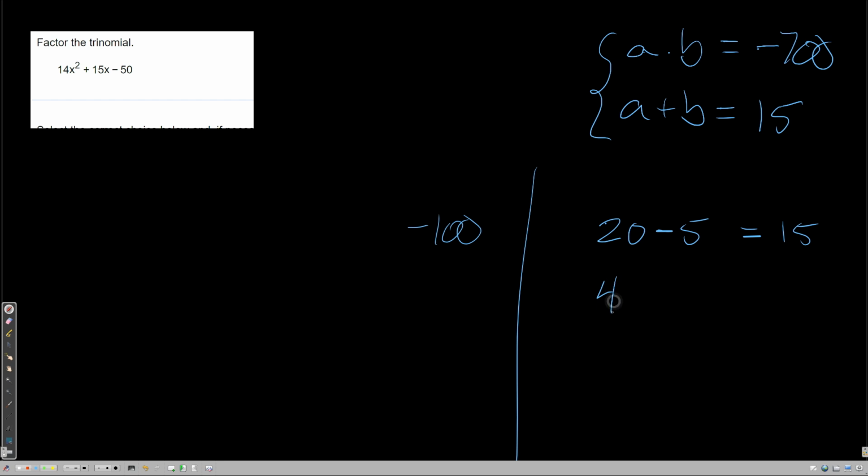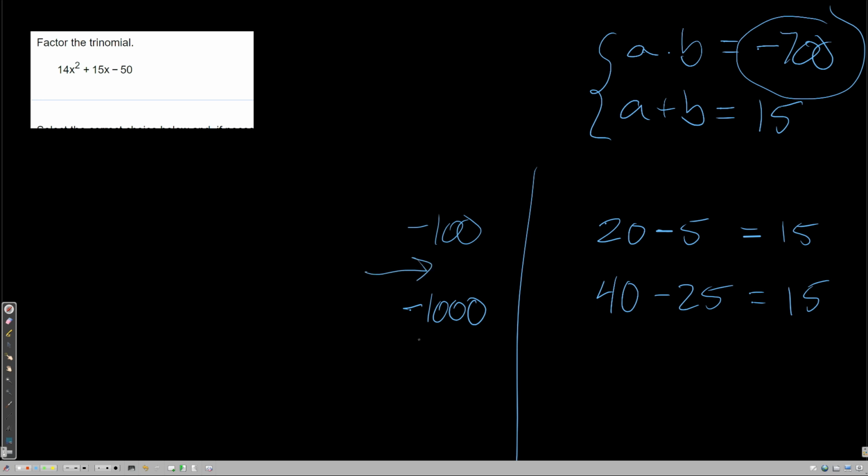So how about I jump out to 40 minus 25. 40 minus 25, that's 15. And 40 times negative 25, I think it's 1,000. Yeah, it's a negative 1,000. So I know that negative 700 is in between minus 100 and minus 1,000. So my solution, if it exists, is also somewhere in here.